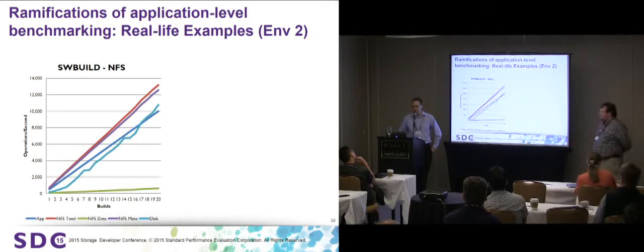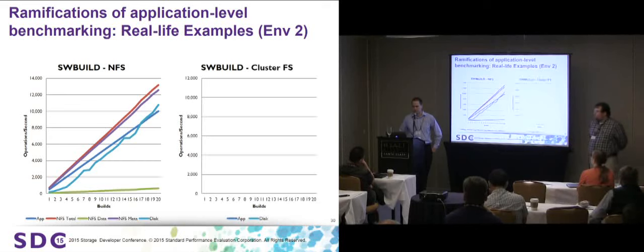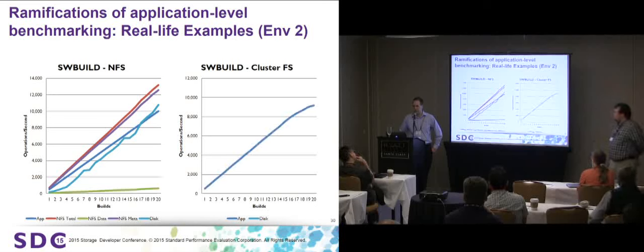And then looking at the disk, it happens to correlate closely with the application. I think some of this is coincidental, though. It's probably due to the fact that the I/O transfer sizes are similar at the disk and the application. Then when we bypass NFS and run directly on the clustered file system, we see pretty much the same thing as NFS. The disk operations per second correlates fairly closely.